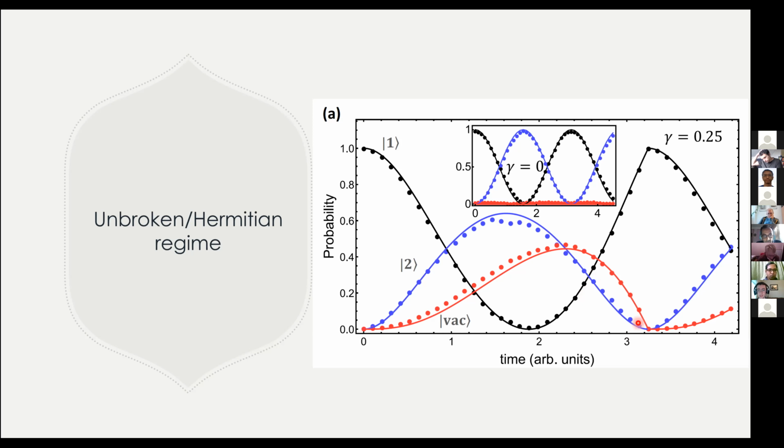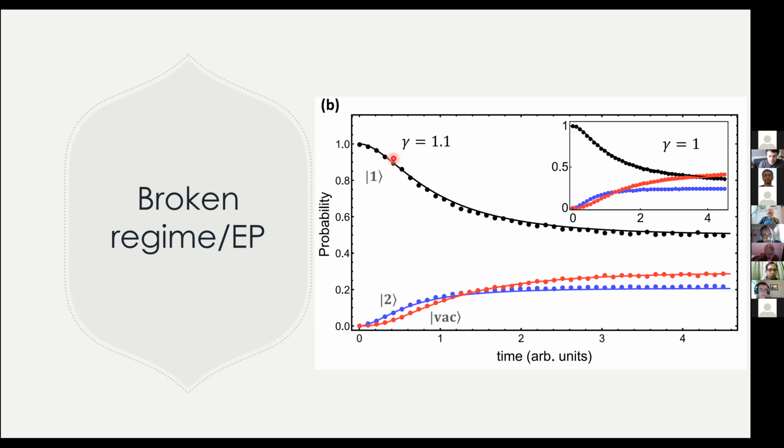And again, we do see that it is also periodic. And again, we can simulate beyond the unbroken regime into the broken regime and exceptional point. So there's not really terribly much to say about this beyond the exceptional point and at the exceptional point. Because it's normalized, it heads towards a steady state value for all three options.